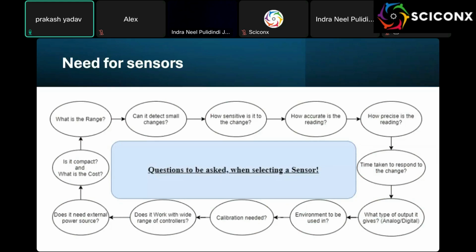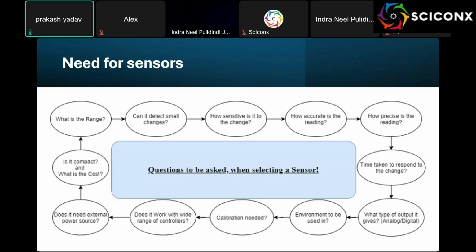How sensitive it is is also required. If I change the input parameter one time, then how much will the output change? Will it be detectable or not detectable? That is necessary. How accurate it is, this is another aspect. Is our sensor measuring accurately or not accurately? This is desirable. We need to take it. This is accurate or not, and how precise the reading is, the output the sensor gives us.